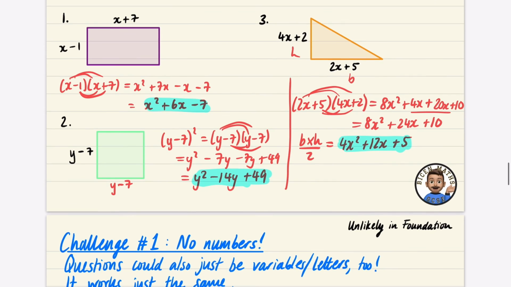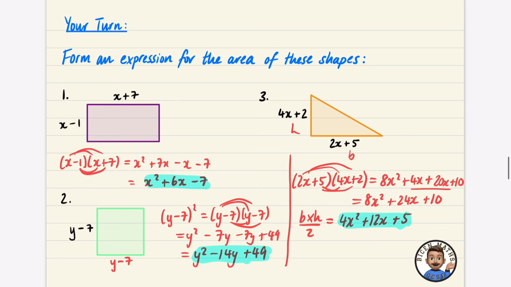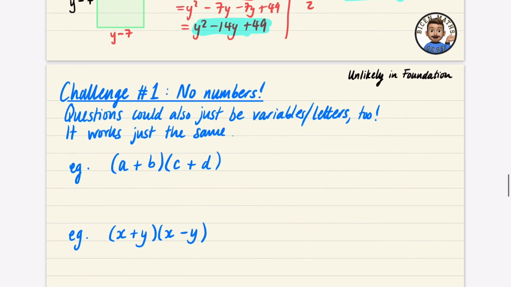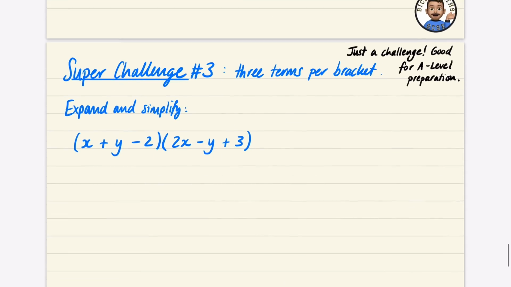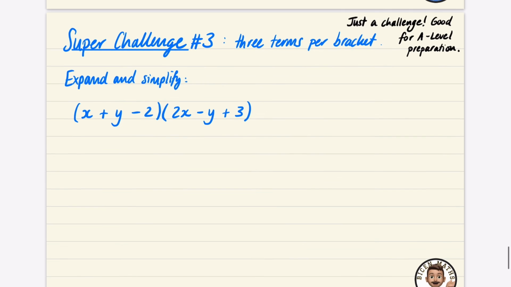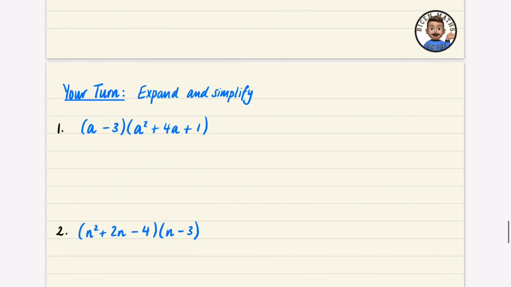Okay, the next videos are probably not likely to be in the foundation paper, so if you're taking the foundation paper, you might want to kind of stop here and just do the practice in the description. Otherwise, I'm going to be showing you some challenges where there's no numbers, there's more than 2 terms in a bracket, and then where there's 3 terms per bracket. These are things that are probably more likely just for A-level preparation and for the higher tier.